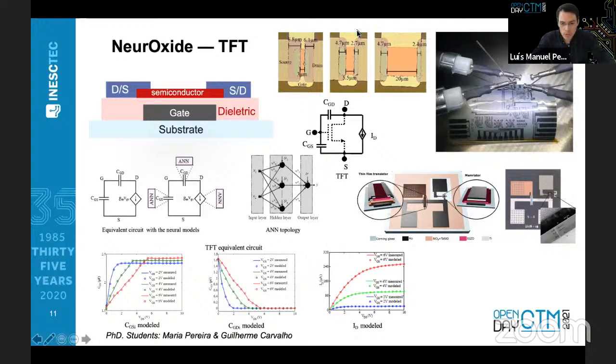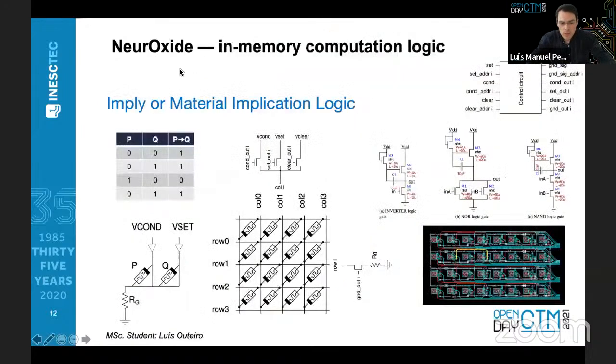I see a few more questions in the chat, so I can pick one. What are the environmental limitations, heat, vibration, etc.? Environment, heat, vibration. Okay, as I said, I don't have those results yet.